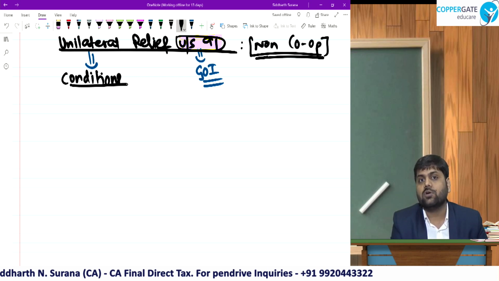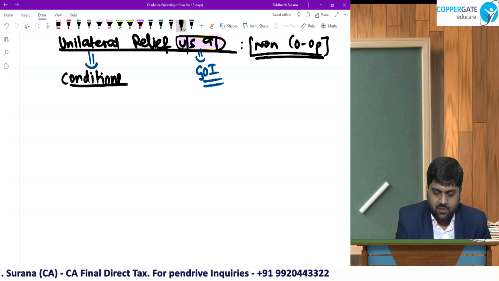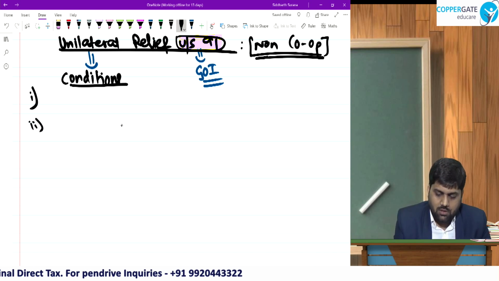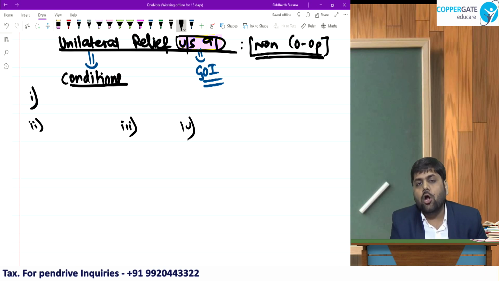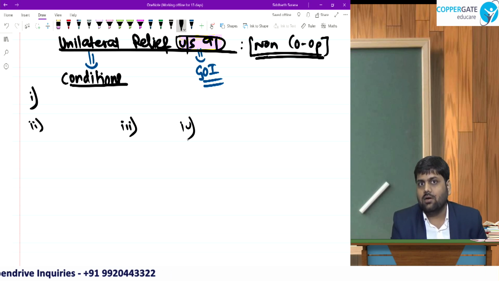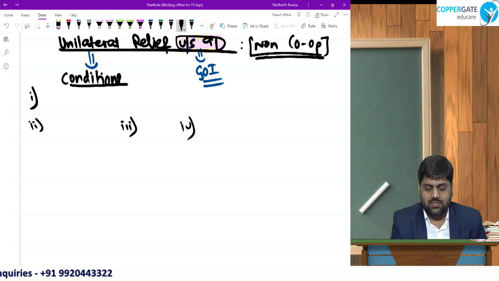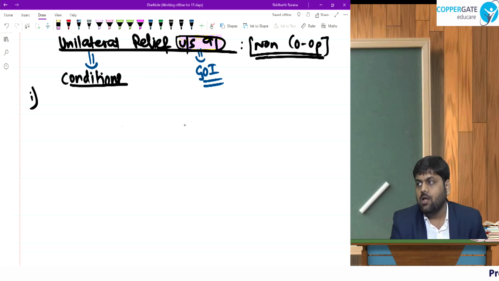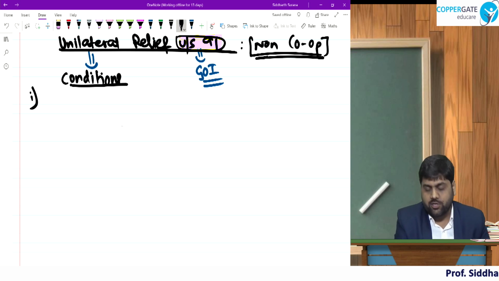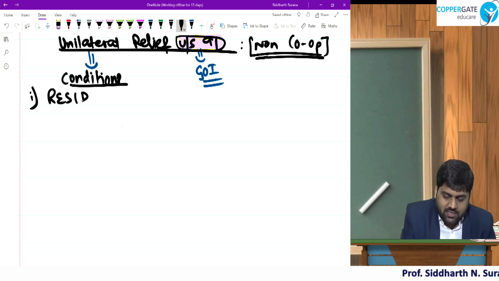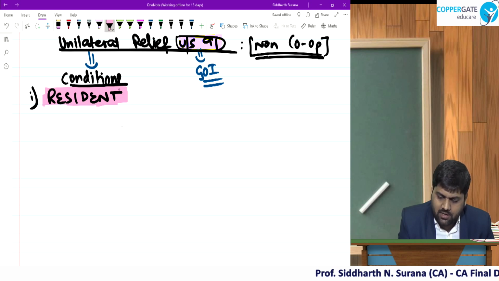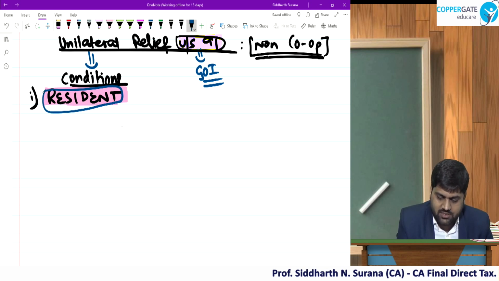Honestly speaking, they have given 4 conditions over here. How many conditions? 4. Only the first condition is actually a condition. Condition number 2, 3, 4 are not conditions, they are comedy. When I will tell you the conditions, you will realize how stupid those conditions are. If at all there is something that matters, if at all there is something which is relevant to give you unilateral relief under section 91, the only thing that you need to do in order to get unilateral relief is that the assessee has to be a resident. The only thing that matters is assessee has to be a resident. The only relevant condition is assessee has to be resident.